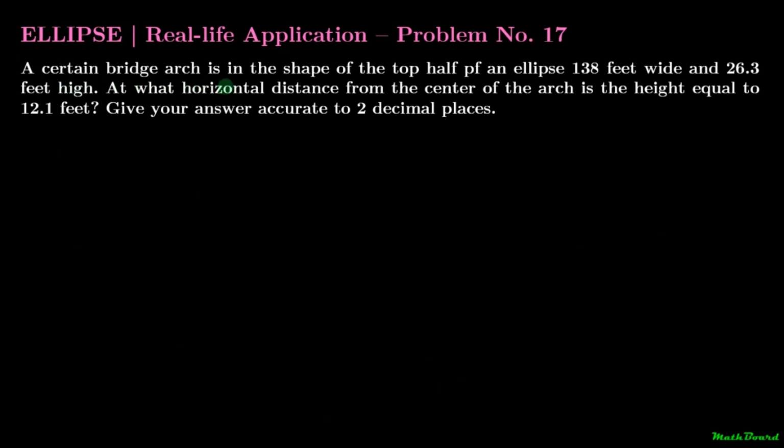A certain bridge arc is in the shape of the top half of an ellipse, 138 feet wide and 26.3 feet high. At what horizontal distance from the center of the arc is the height equal to 12.1 feet? Give your answer accurate to 2 decimal places.